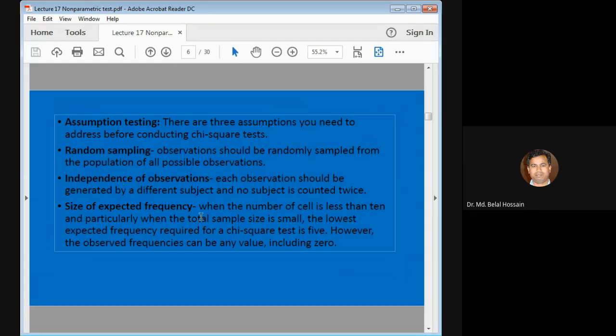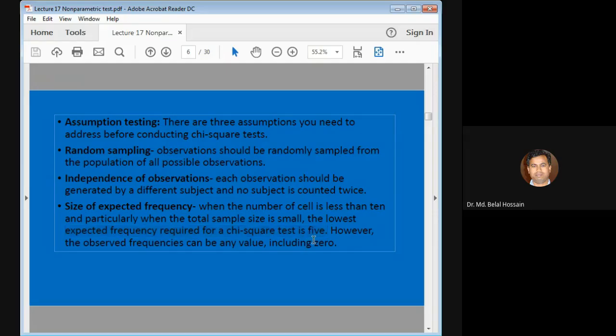Size of expected frequency. When the number of cells is less than 10, or particularly when the total sample size is small, the lowest expected frequency required for a chi-square test is 5. So that is one thing you have to ensure while using the goodness of fit chi-square test. That is, your expected frequency should be at least 5. If it is not, there is a methodology to make it at least 5. That is, you have to add the adjacent cells.